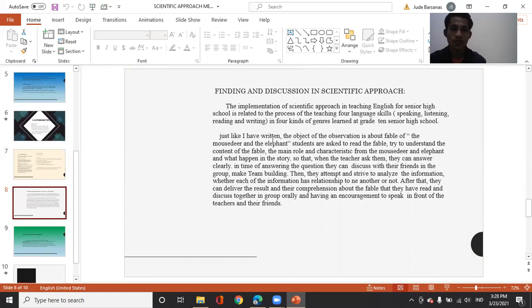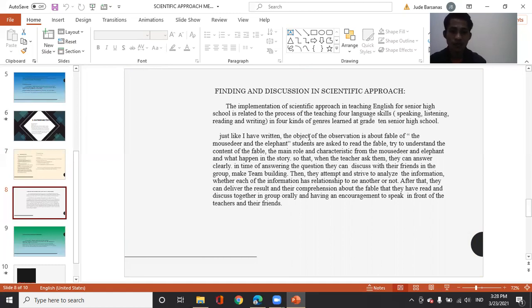Just like I have written, the object of the observation is the fable of the mouse, deer, and the elephant. Students are asked to read the fable, try to understand the content of the fable, the main role and the characteristics of the mouse, deer, and the elephant, and what happened in the story, so that when the teacher asks them, they can give the best, clear answer to the question.